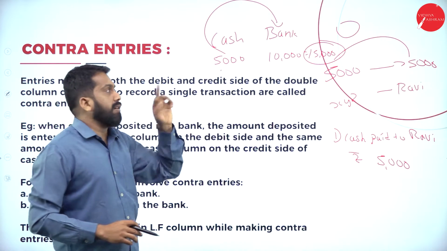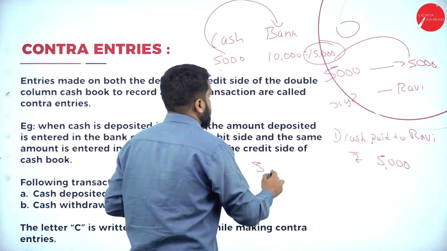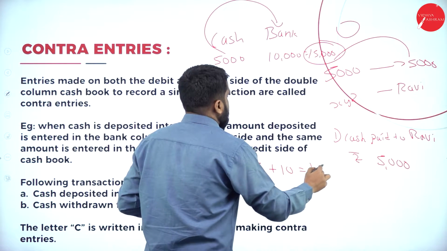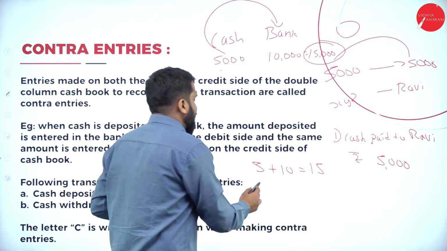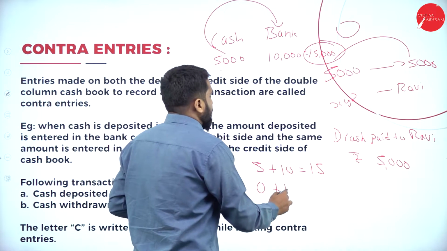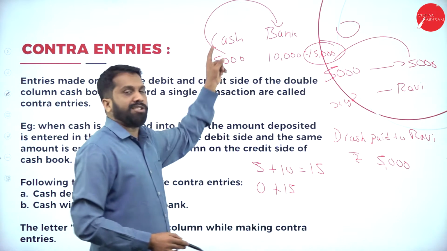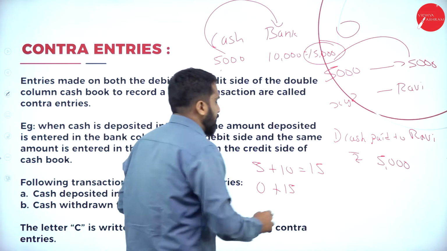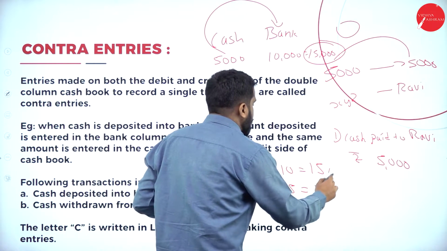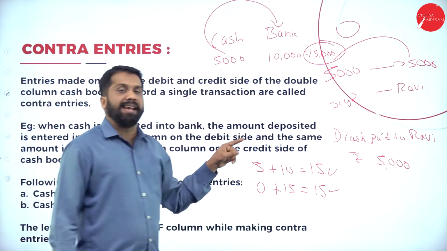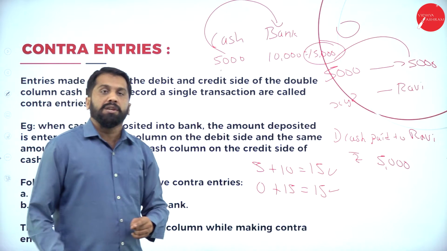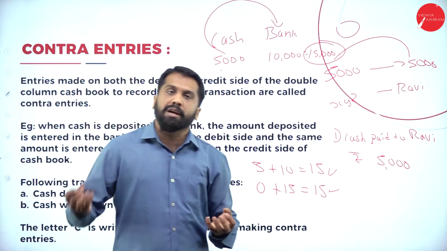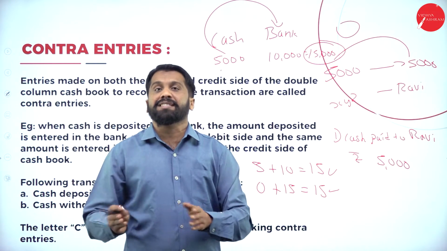Earlier, how much did you have? 5 plus 10, it is 15,000. Now, how much do you have? Your cash is 0. Your bank is 15. Why? Because cash you deposited into bank. How much do you have? Still 15,000. Is there any change in the total you have? No. Why? Because your own cash, your own bank account, you have transferred.